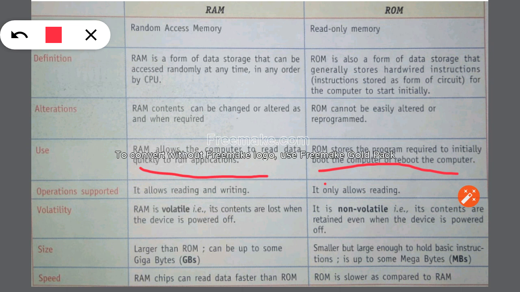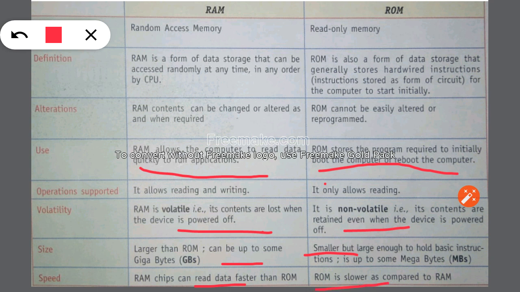Booting means, as all of you know, the starting of your computer wherein the operating system is copied from the hard disk or the secondary memory to your primary memory. Then operation supported: RAM allows reading and writing, but ROM only reading. Then RAM, we already know, is volatile because its contents are lost when the device is powered off. And ROM is non-volatile. RAM is much larger than ROM, but ROM is smaller. Then RAM chips can read data faster than ROM, and ROM is slower.